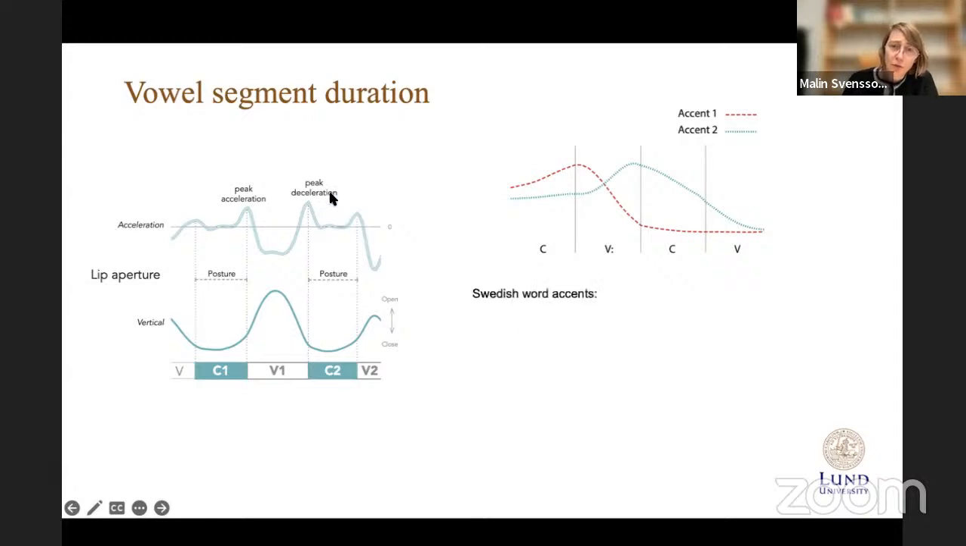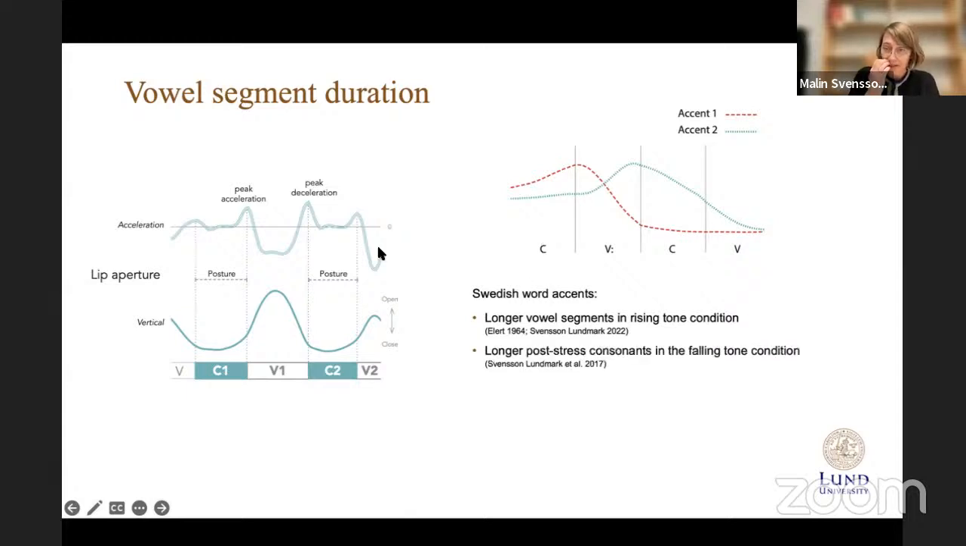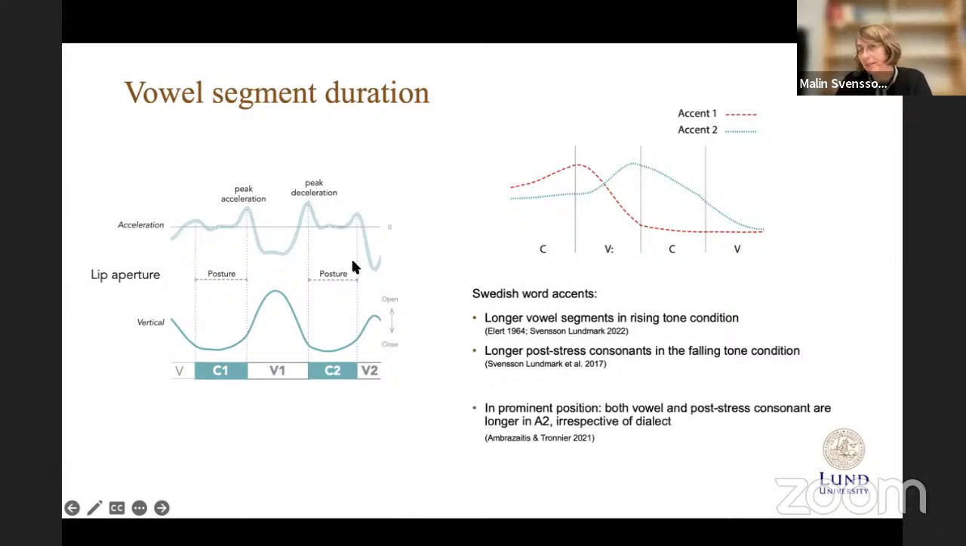The rising tone usually displays longer vowel segments than the falling tone, but this may depend on phonotactic context or whether it's a short or a long vowel. Also, the post-stress consonant has been shown to be longer in the falling tone context. And when prominent, it seems that no matter the dialect or the type of tone, all accent 2 words are longer in segments. Basically, it's a complicated pattern.